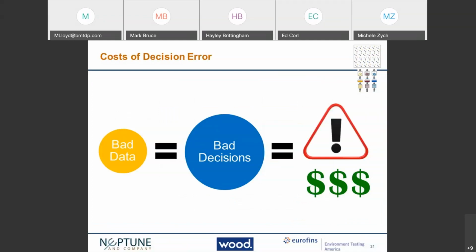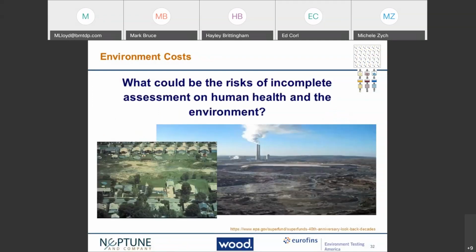And then there's the cost of decision error. So often, bad data, in essence, can equal bad decisions, which can cost money and also include a certain level of risk to your assessment. And the environmental costs: what would be the risk of an incomplete assessment on human health or the environment? Those are some things that you need to think about more than just what is it going to cost me financially.